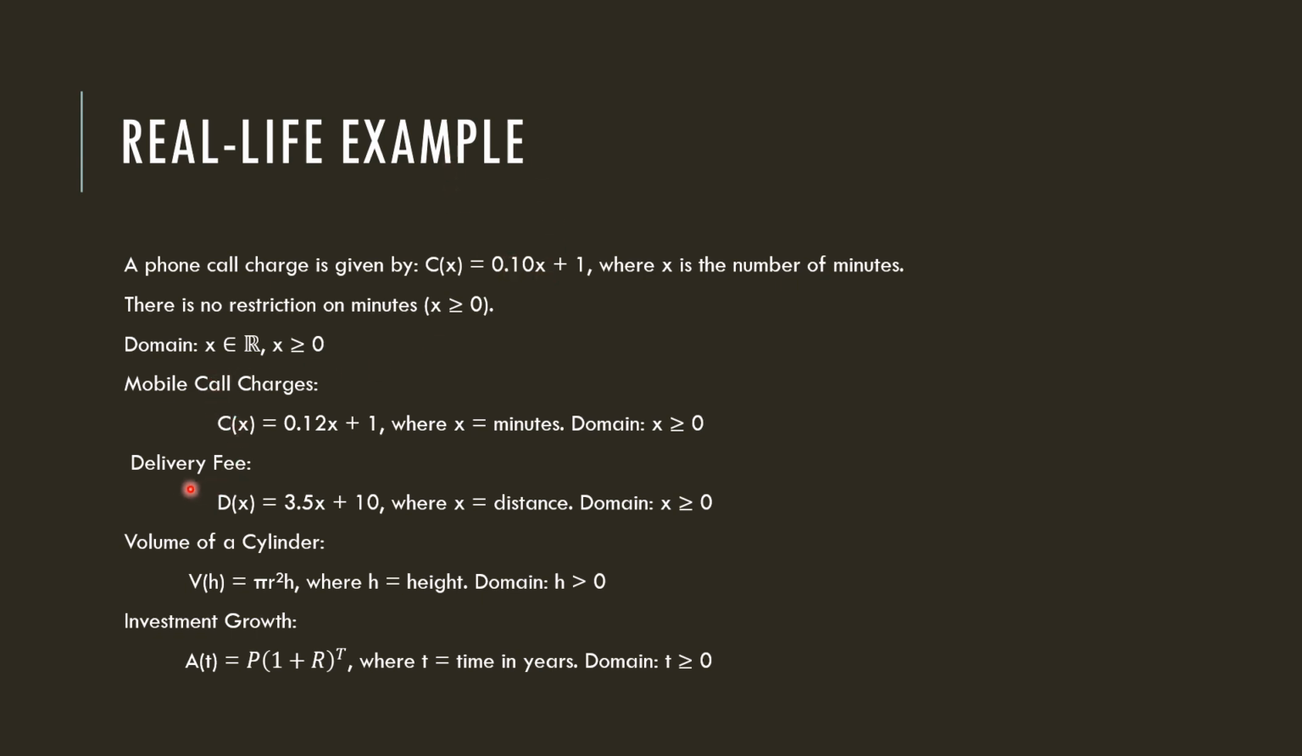So let's look at delivery fee. The delivery fee here is d of x equal to 3.5x plus 10, where x equal to distance. So x is supposed to be greater than or equal to 0. Then let's look at the volume of a cylinder. So here this is pi r square h, and the domain is h supposed to be greater than 0. Then we go to investment growth, that is like compound interest, where t is the time in years, and here the domain is such that t is supposed to be greater than or equal to 0.